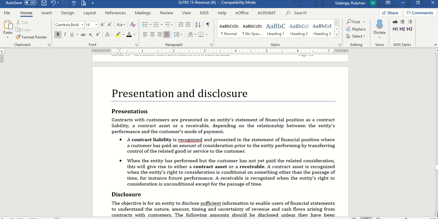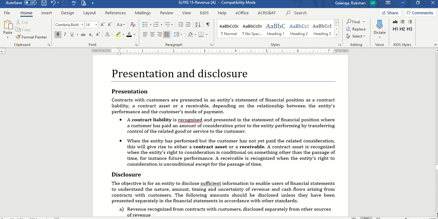Right? So next we are moving to the presentation and disclosure. Once you see the presentation and disclosure, you may come to the conclusion that we have come to the final part of the standard. But in this case, no. Still we have to do some additional part under the standard. But we'll see what the presentation and disclosure requirements are. Right? So the presentation, what you should present in the financial statement.